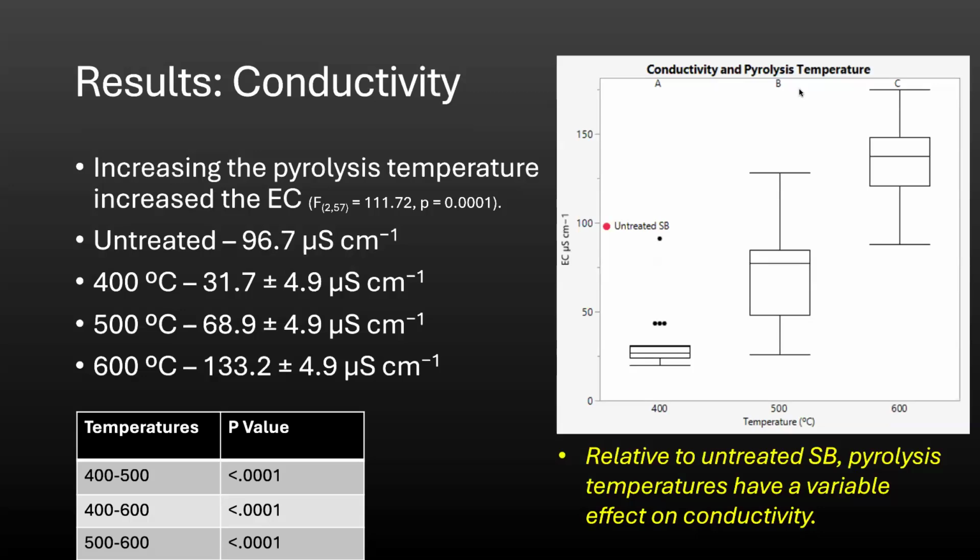For conductivity, increasing the pyrolysis temperature increased the electrical conductivity, and there was statistical difference between each temperature. Interestingly, the conductivity actually dropped from the untreated Scotch broom to 400 before rising again from there. And so relative to untreated Scotch broom, pyrolysis temperature had a variable effect on conductivity.